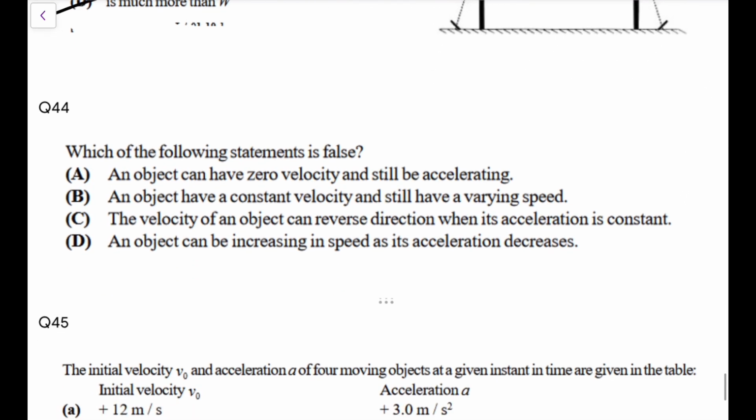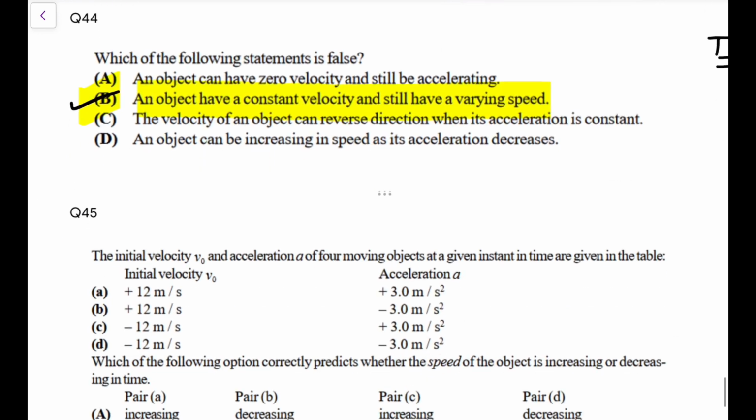Next, which of the following statements is false? This question you must have done. Just see option B. An object can have a constant velocity and still have a varying speed. No, velocity constant means its magnitude and direction both are constant. So if velocity is constant, it means it will have a constant speed. It cannot have a varying speed. So B is false. Rest all are correct. You can make it out yourself.